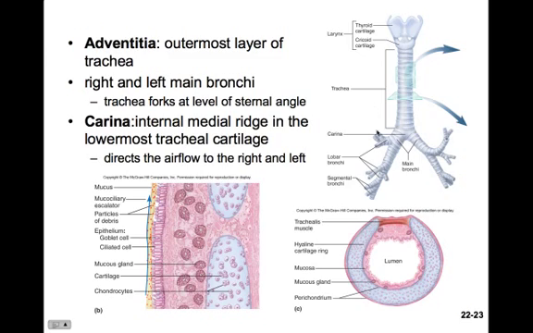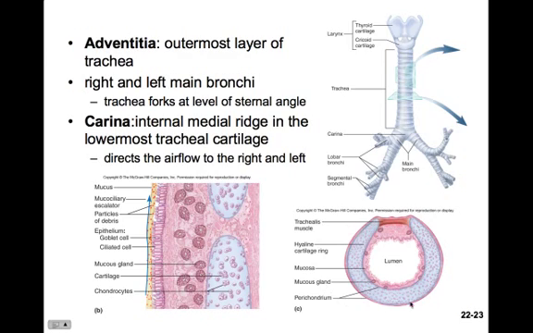Once we move down through the main portion of the trachea, we'll see that it splits into the right and left main bronchi. It forks right at the sternal angle. And in the very last tracheal cartilage, there's an internal medial ridge. This cartilage is called the carina, and it directs airflow into the right and left bronchi.